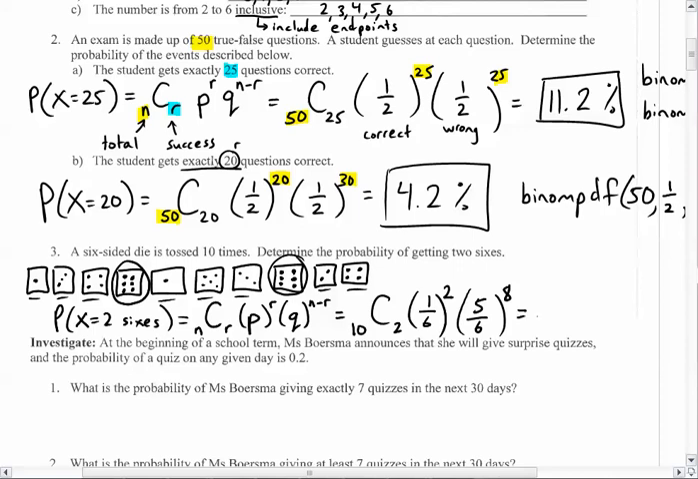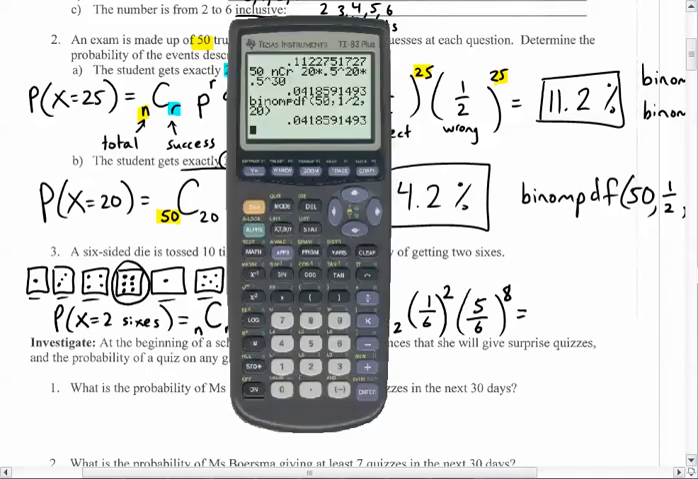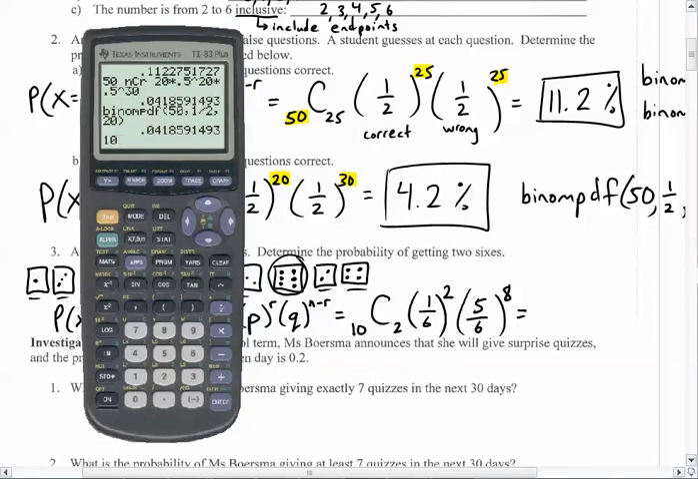So the total probability that we're going to get 2 6s out of 10 rolls is 10 choose 2. We want the 1 out of 6 chance to happen twice. And we want the 5 out of 6 chance to happen 8 times. So that's a 29% chance.